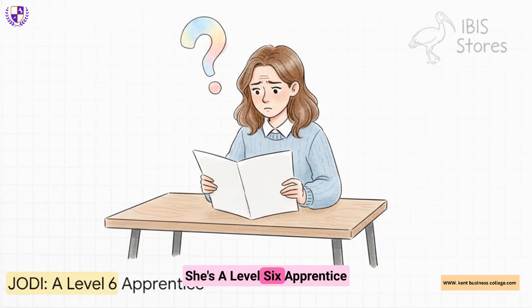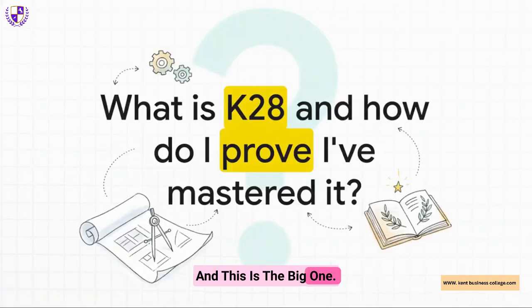So first, I want you to meet Jody. She's a level 6 apprentice over at IBIS Stores. She's sharp, she's driven, but she's also staring down a challenge that I'm guessing a lot of you are facing right now. And this is the big one. This is her problem. It's one thing to see K28 on your apprenticeship standard, but what does it actually mean day to day? And maybe more importantly, how on earth are you supposed to prove that you've got it down?